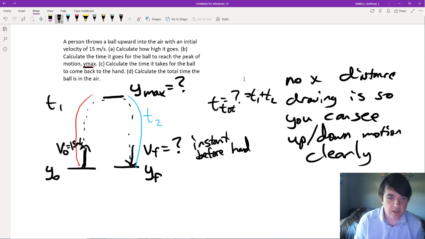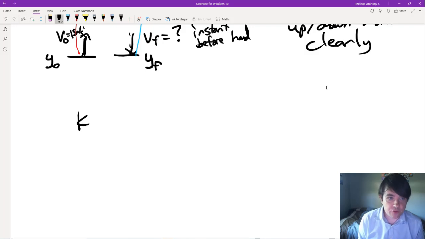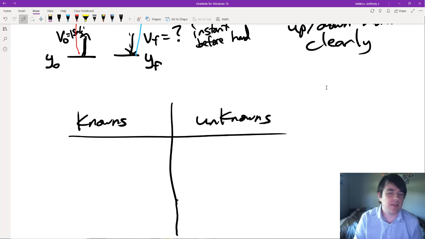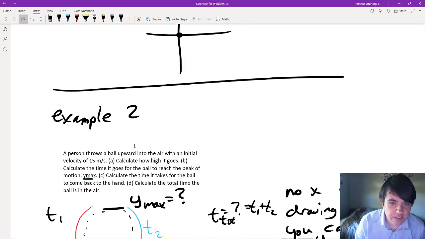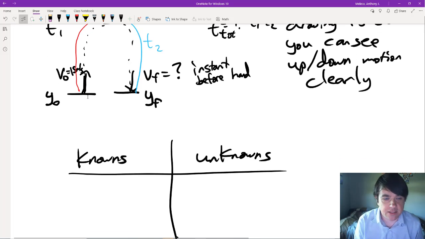We don't know any of the times. So that's a lot of information. Let's go ahead and do knowns and unknowns and try to see what we can do. Keep in mind, the only thing they actually told us here was the initial velocity and that we're throwing the ball. All this other stuff that we're getting comes from us examining the problem.